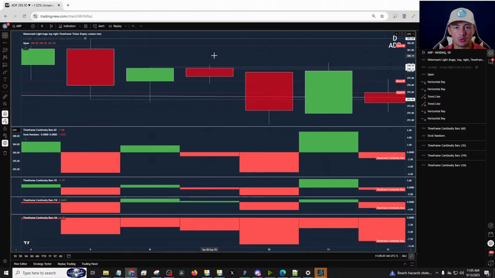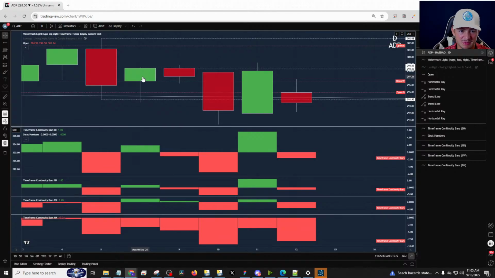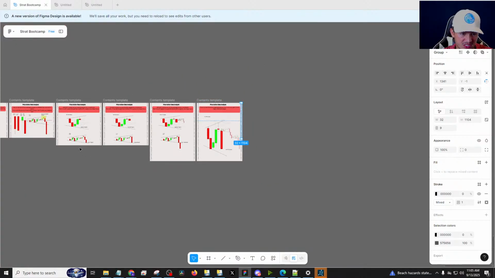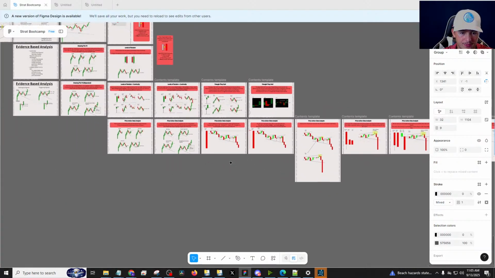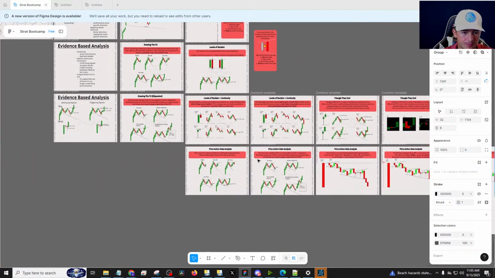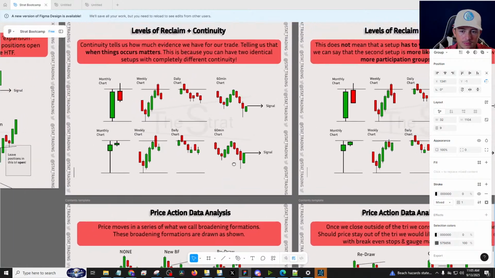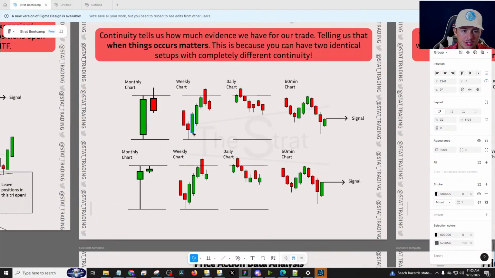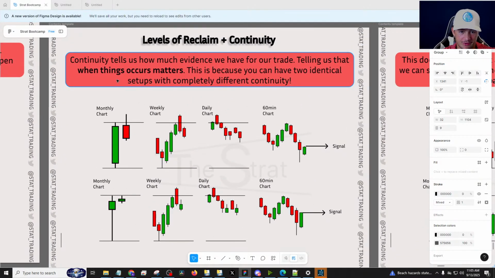So this is why it's important to know when things are happening does matter, because this was happening second week of September. So it would have had to change September's open. And let me show you, I have a very good visual just specifically for this. So you can see, right? This is the difference. When things occur matters.